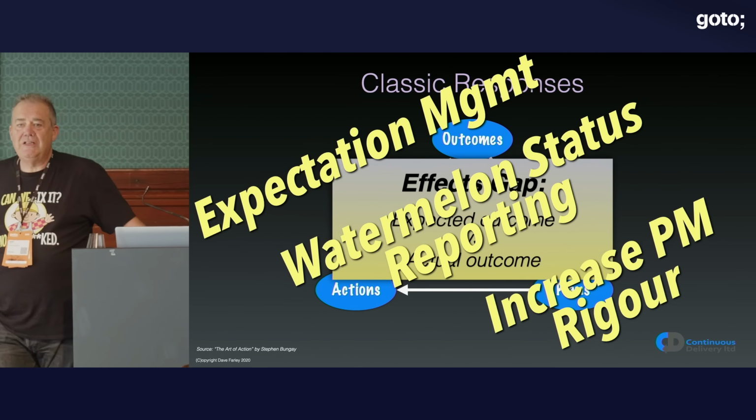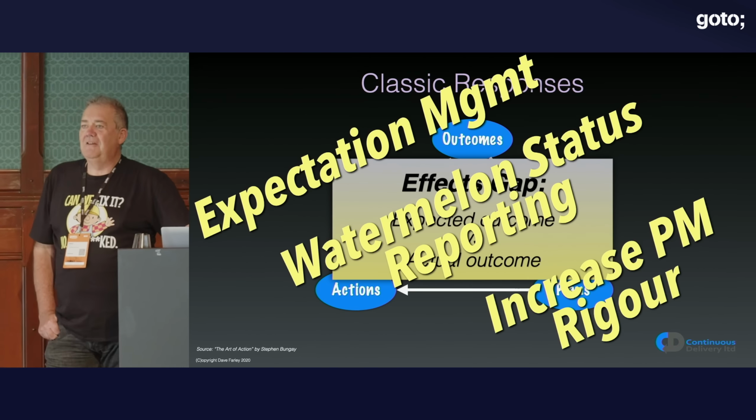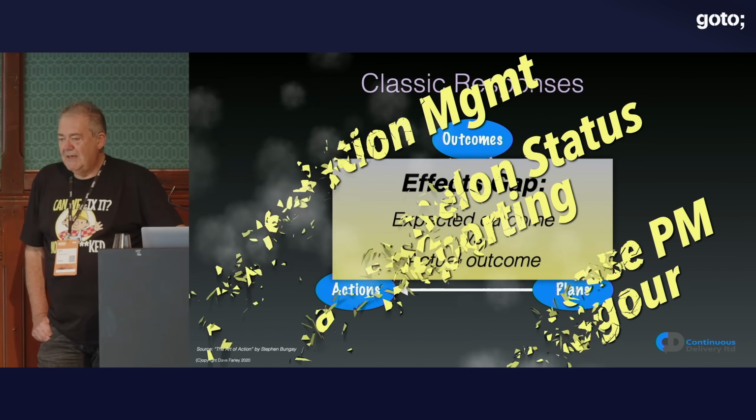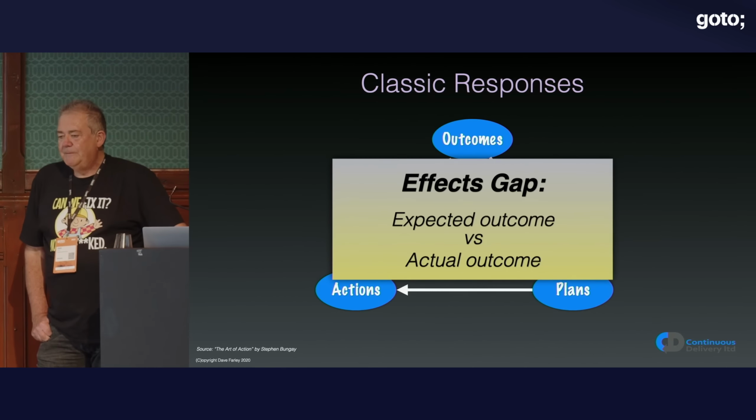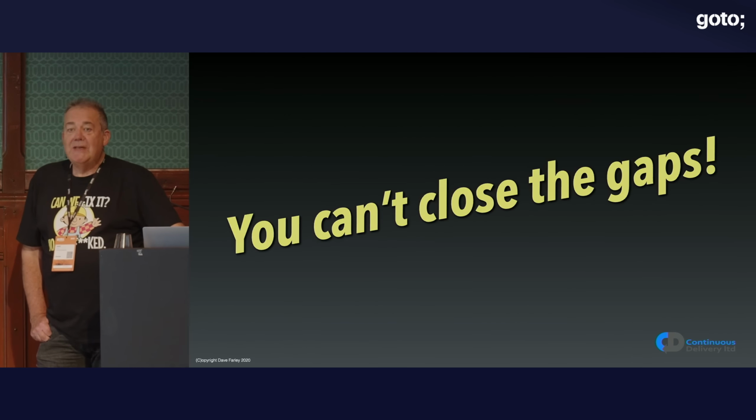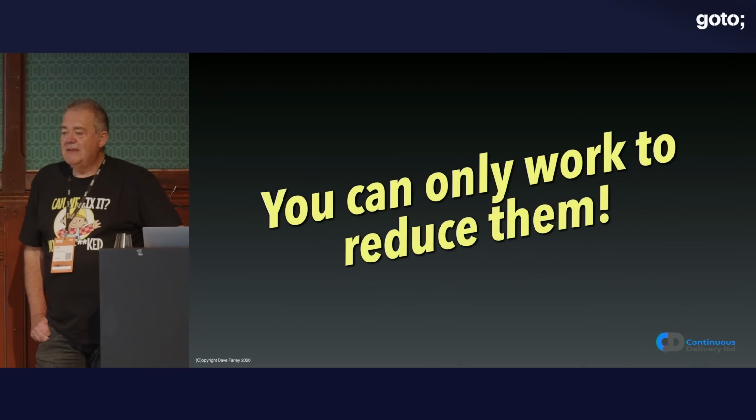And then we increase project management rigor. That's how we solve that problem. And again, we've been doing that for a very long time, and that hasn't worked either. There's a much simpler solution. We can't eradicate those gaps. You can only work to reduce them.